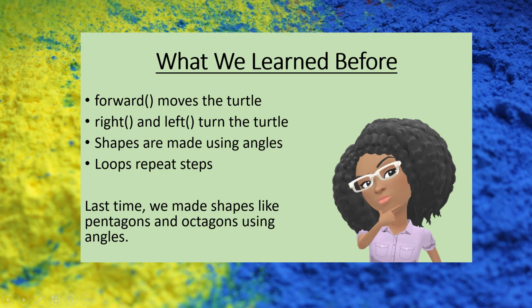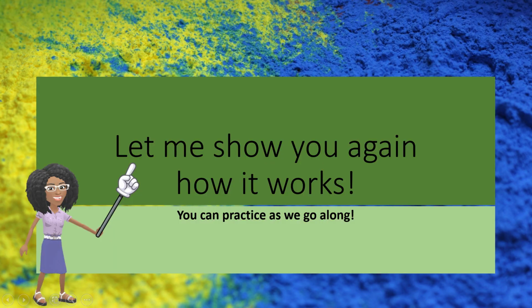What we learned before? Forward moves the turtle. Right and left turn the turtle. Shapes are made using angles, and loops repeat steps. Last time we made shapes like pentagons and octagons using angles. Let me show you again how it works. You can practice as we go along.